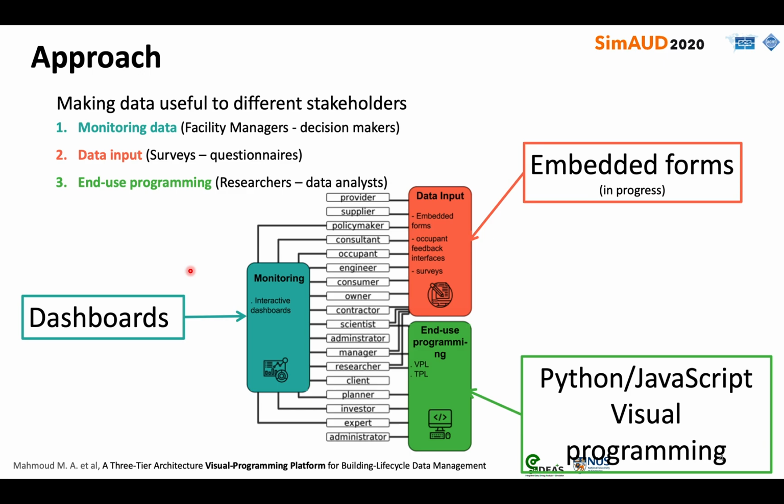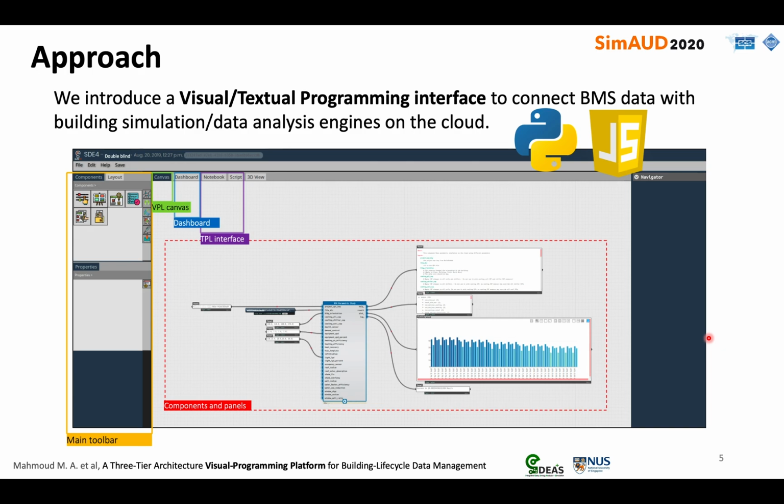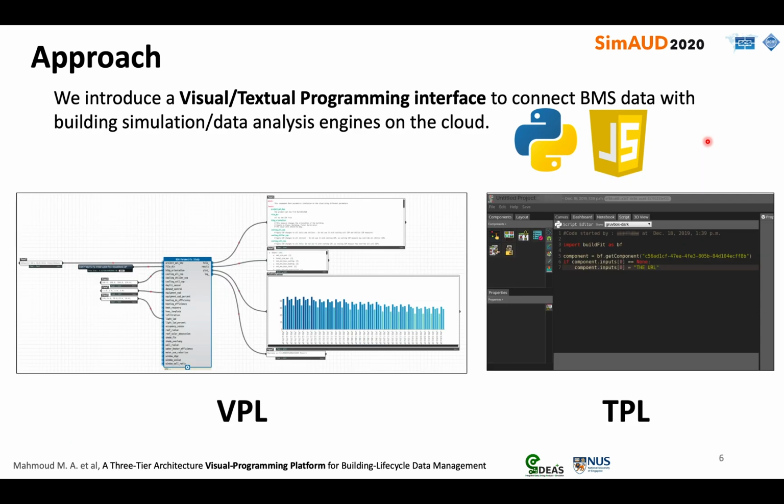Based on this categorization, we built 3 main functions. Those are dashboards, embedded input forms, and visual textual programming interface. We introduce a visual textual programming interface that connects building data management with the simulation and data analysis engines on the cloud, with Python and JavaScript being the back end of the interface. Visual programming is one type of programming language that uses boxes and lines to represent functions and data flow as shown here.